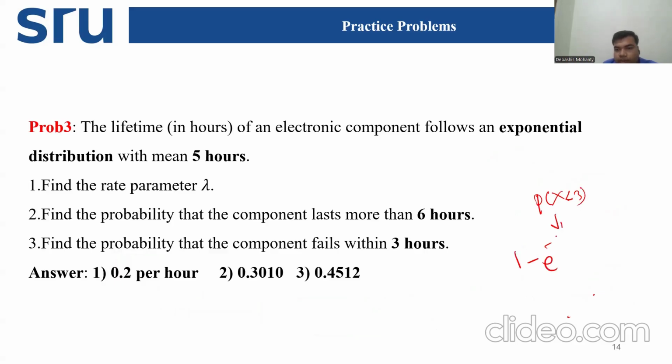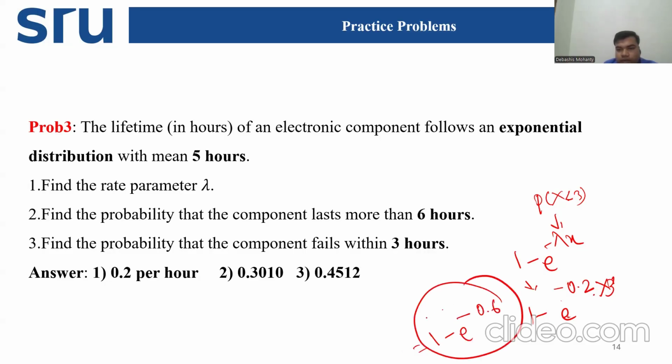Within that period, we need to calculate 1 minus e to the power minus lambda x. So that is 1 minus e to the power minus lambda, which is 0.2, multiplied by 3. So that is equal to 1 minus e to the power minus 0.6. That value is 0.4512. Okay, students, so easily you can calculate.